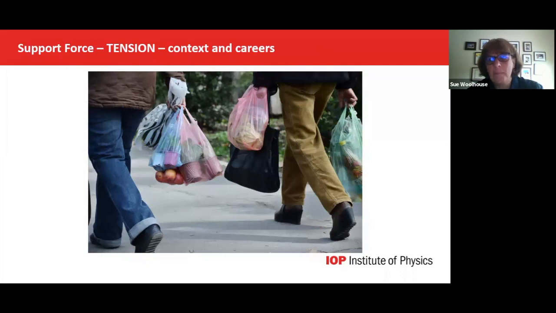Also, if you're designing a bag for life, how does the bag behave under tension? What's the maximum load it can take? And is that about right for a bag full of shopping? And again, architects and engineers, if they're building a suspension bridge, they'll need to think about tension in order to make sure that that is safe.